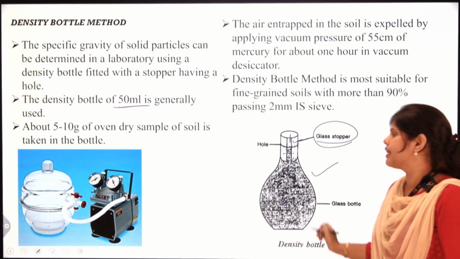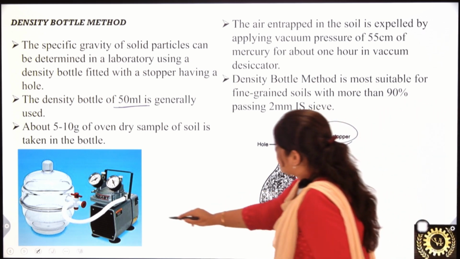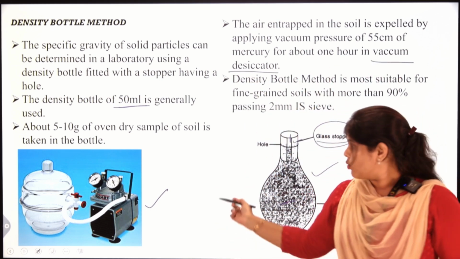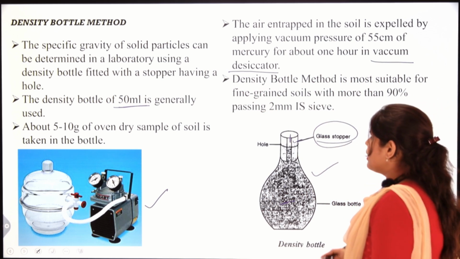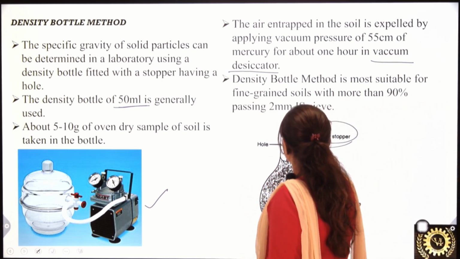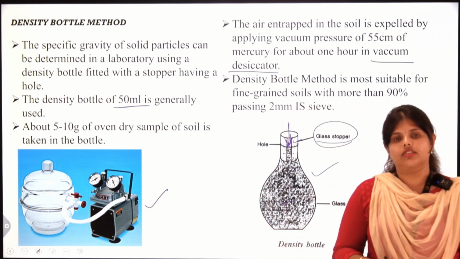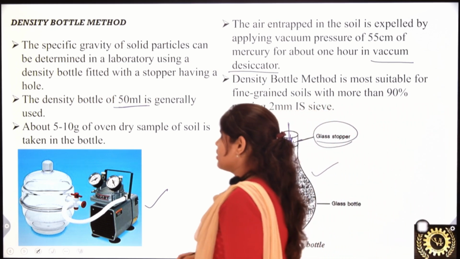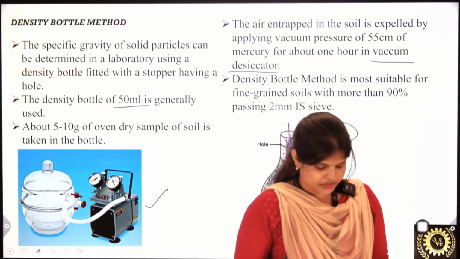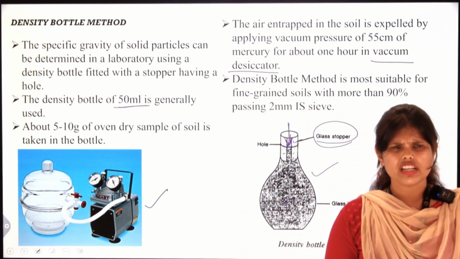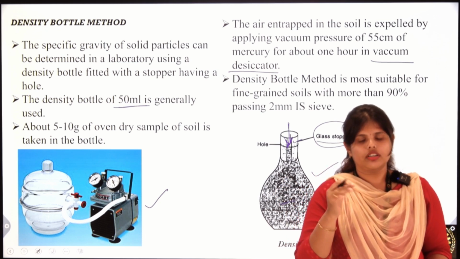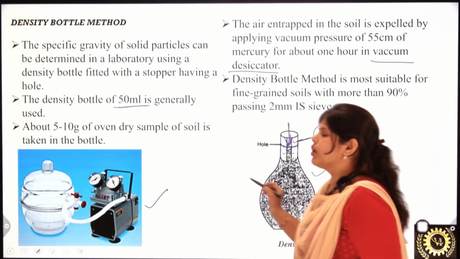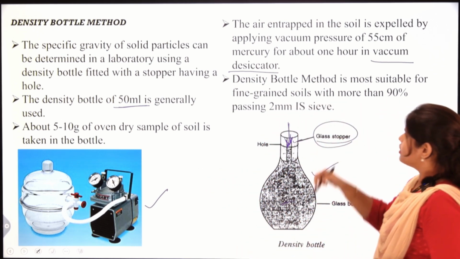Next, we use a vacuum desiccator. What is the work of the vacuum desiccator? It removes the entrapped air here. If we don't have a vacuum desiccator, we normally heat the bottle to remove some amount of air. But to remove the air perfectly, we need the desiccator.